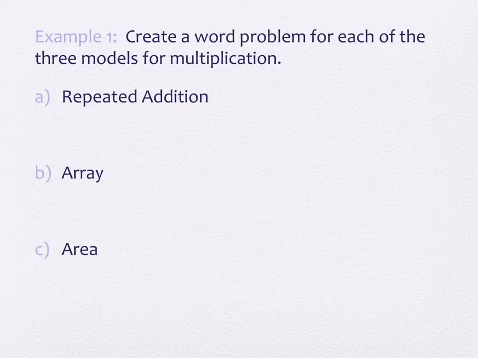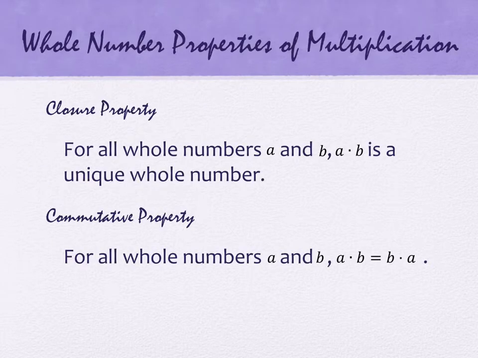All right. Okay, let's take a look at some whole number properties now of multiplication. So we've done some of these properties with addition. Some of them are going to come back again here, and then we've got some new ones in here as well. So the first one up here is closure. That was your favorite one, right?